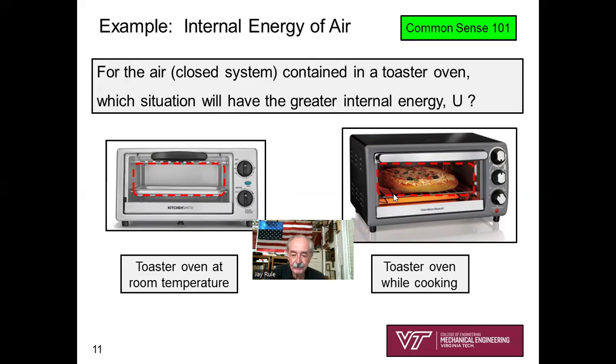Okay. Here's my toaster oven with that same air contained in it, and we're heating up that air with the heating rods. We're cooking a pizza, and I don't have a number for you there, but let's guess what temperature the air might be in the toaster oven here. Well, we know it's going to be over 212. We know it's over the boiling water temperature.